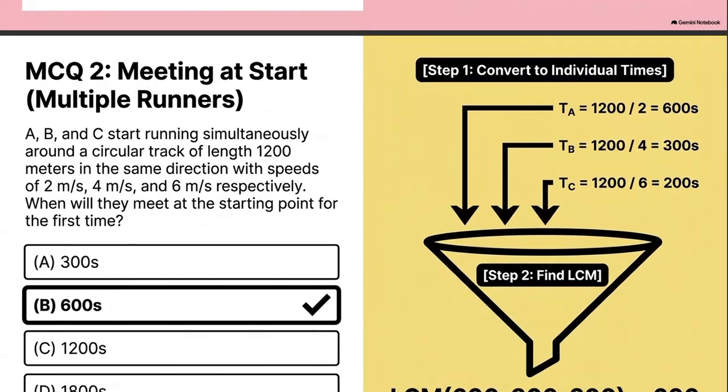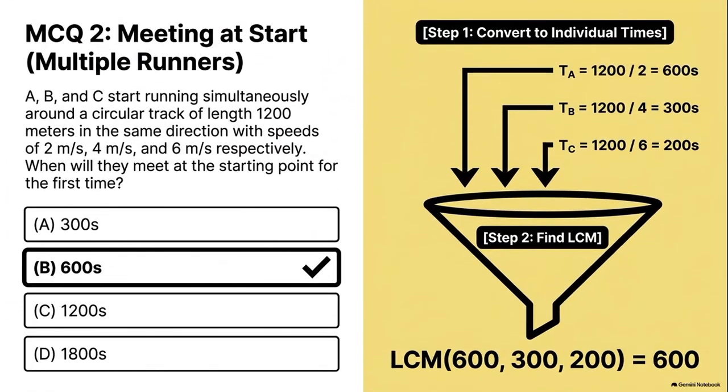Look at the next one, meeting at the start. At what time will they meet at the starting point? To find the first meeting at the starting point, three runners start running simultaneously around a circular track of length 1200. So the length of the track is given as 1200, and the speeds of the three runners are given as 2 meters, 4 meters, and 6 meters.